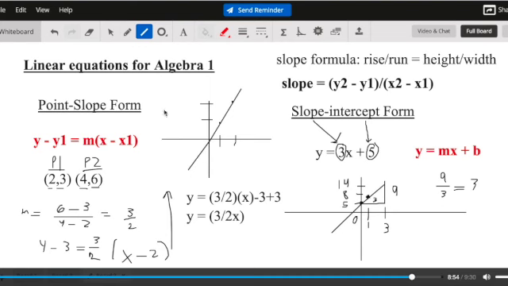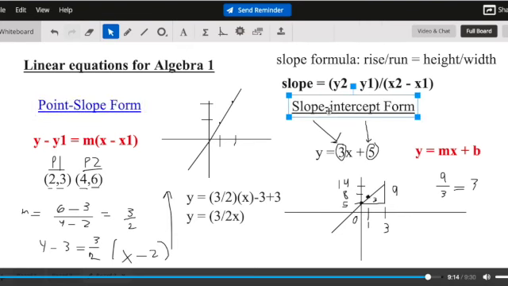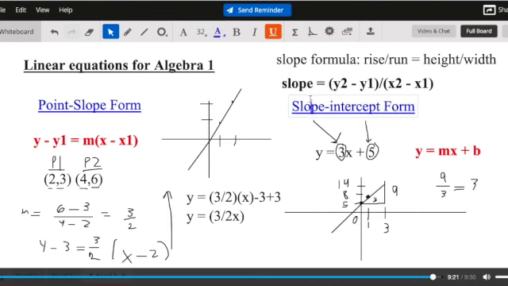I may redo this later, but I just want to give you an idea of the differences between them. When to use point-slope form: basically when they don't give you an intercept and they give you coordinates. And then when to use slope-intercept form: that's when they tell you the slope and they give you the y-intercept. Okay, those are the 2 linear equations you really need to know for Algebra 1.